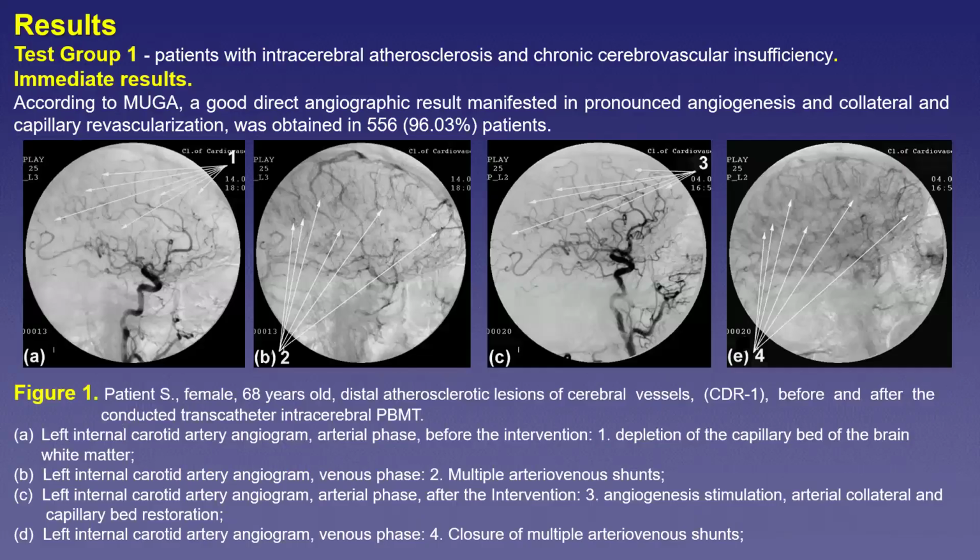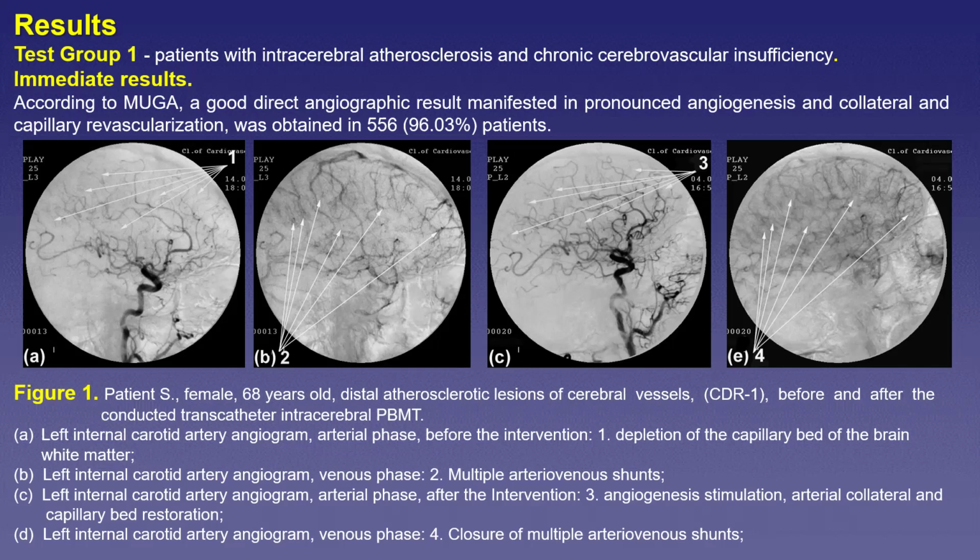So here you can see some pictures of the results from test group 1, from the active group. These were the patients with intracerebral atherosclerosis and chronic cerebrovascular insufficiency. These were the immediate results. According to MUGA, a good direct angiographic result manifested in pronounced angiogenesis and collateral and capillary revascularization, and it was obtained in 96% of patients.